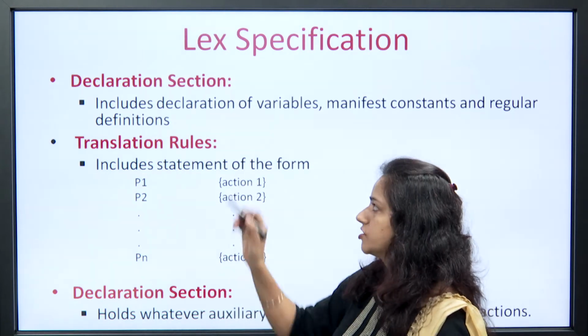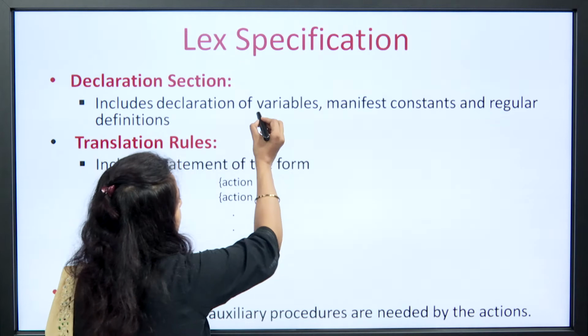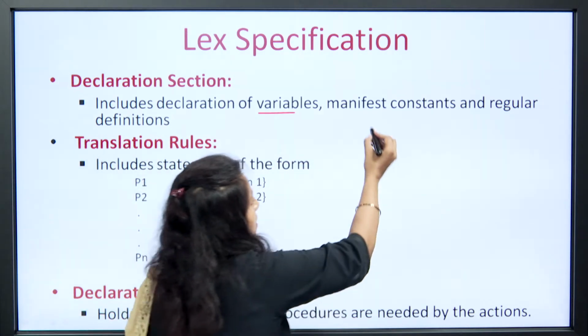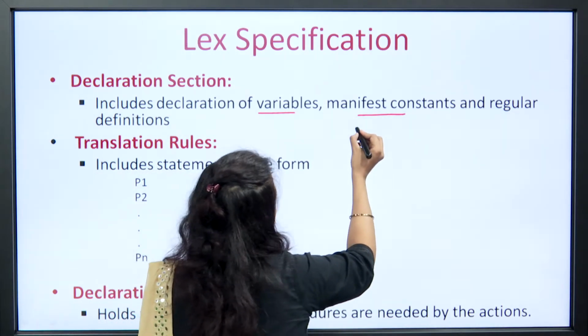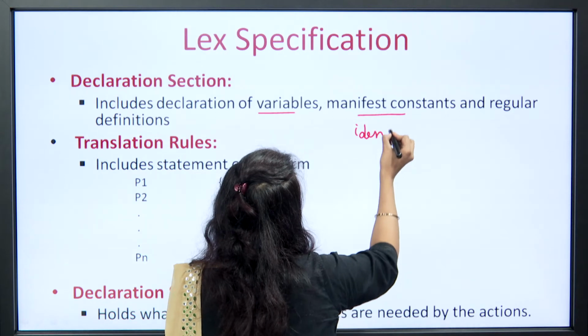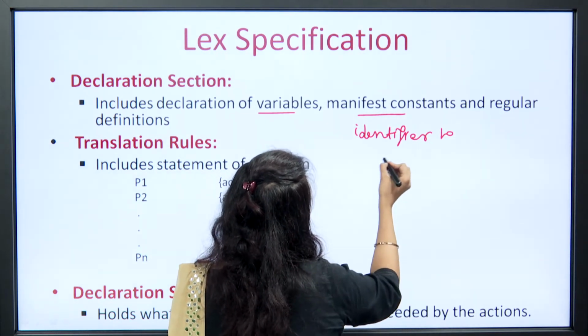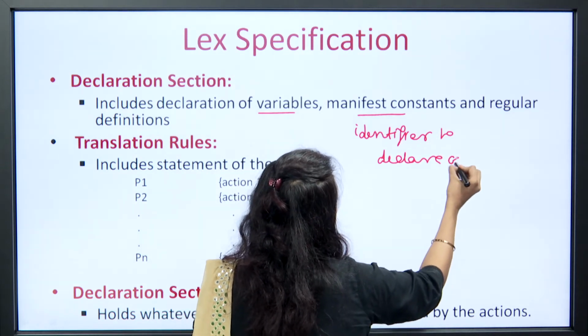Now, the declaration section includes the declaration of variables. In a program, if we have variables or manifest constants, they are the identifiers to declare constants.